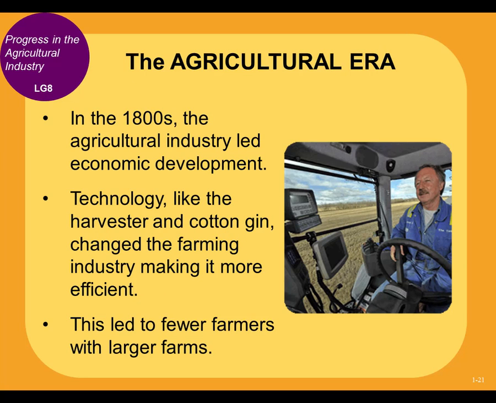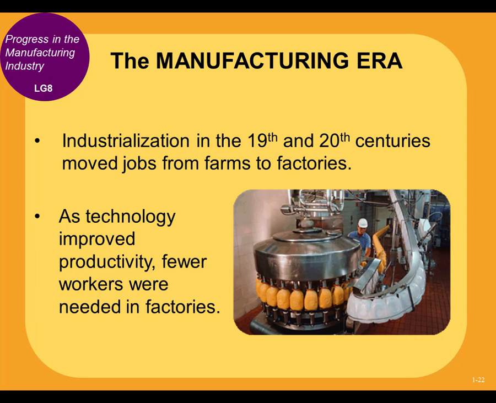So you look at the 1800s, the agriculture area. Farming. That's what the United States was. Cotton gin, all these things to make those farmers more and more productive. If you look at more technology advances, this led to fewer farmers with larger farms because everybody had the ability to get in here and do some of the things that they were doing. If you look at the manufacturing, industrialization in the 19th and 20th centuries moved jobs from farms to factories. You saw a lot of people move from rural areas into cities. That's why you saw Cleveland and Pittsburgh and Detroit and New York and all these places get overpopulated because that's where the jobs were, that's where the factories were.